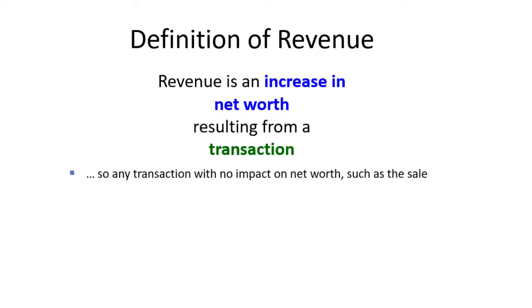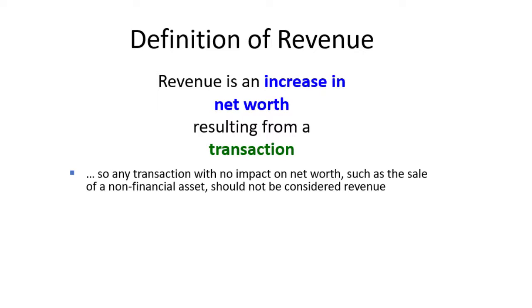So any transaction with no impact on net worth, such as the sale of non-financial assets, should not be recorded as revenue. Take, for instance, a government sells some sites, some premises, and gets money. It does not change the net worth. It had less premises, less land, and more money. This is not revenue because it's just a change of the aggregate. This is not really a revenue because you have less worth of this and more worth of cash. This is not part of revenue.